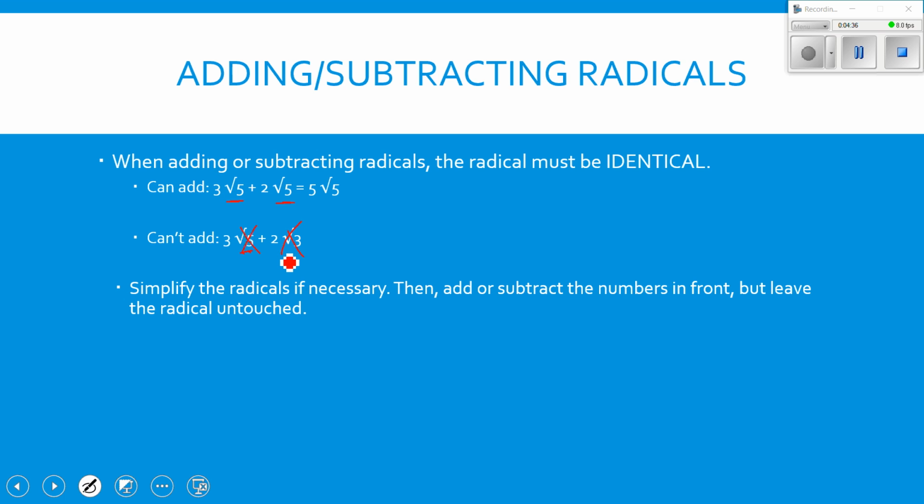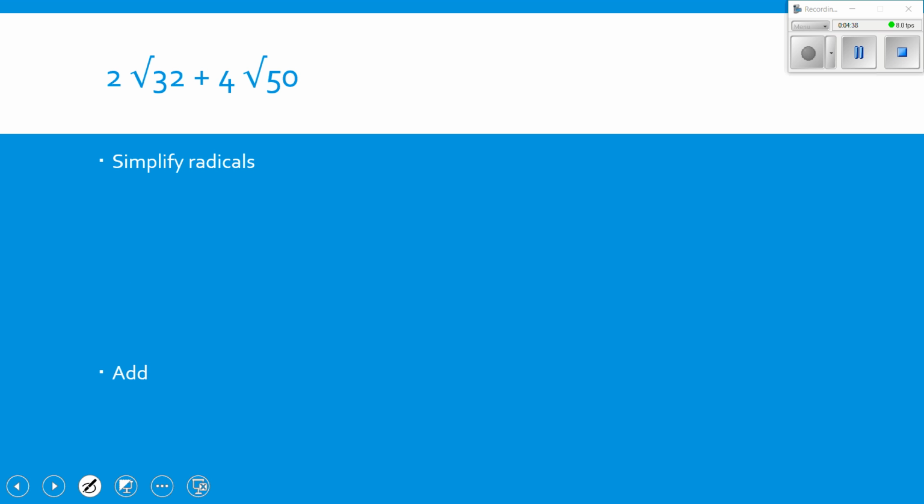So what this looks like is I have 2 root 32 plus 4 root 50. First I'm going to simplify my radical. I'm going to factor 32, it's 2 times 2 times 2 times 2 times 2, plus 4 root 50. I want to factor 50, and it's 2 times 5 times 5. I'm going to circle my pairs. Pairs are going to leave the house, so I have this original 2, a new 2, a second pair 2, which would turn this into 8 root 2.